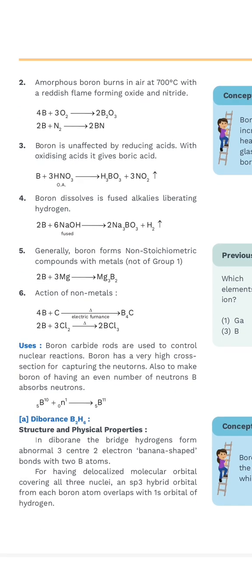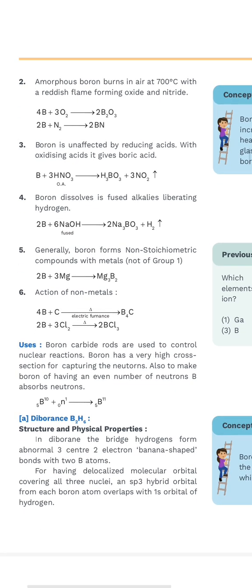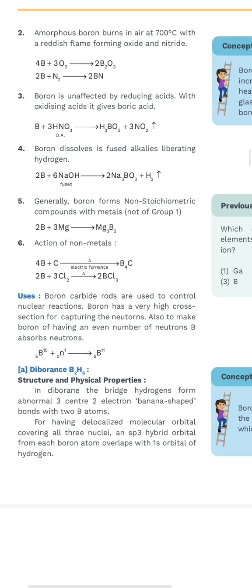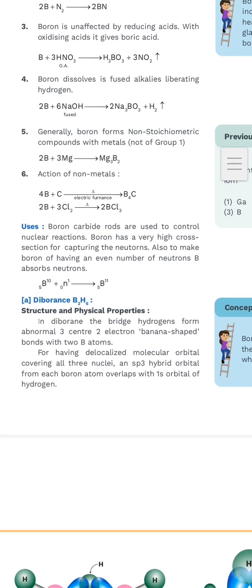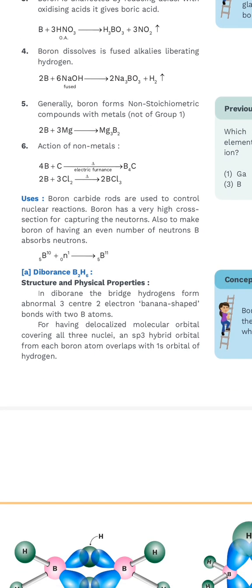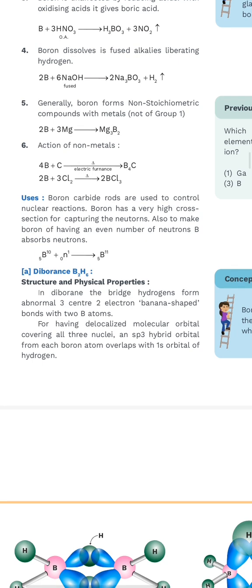Boron is unaffected by non-oxidizing acids. With oxidizing acids, it gives boric acid. Boron dissolves in fused alkalis liberating hydrogen. Generally, boron forms non-stoichiometric compounds with metals. Action of non-metals. These are the reactions.